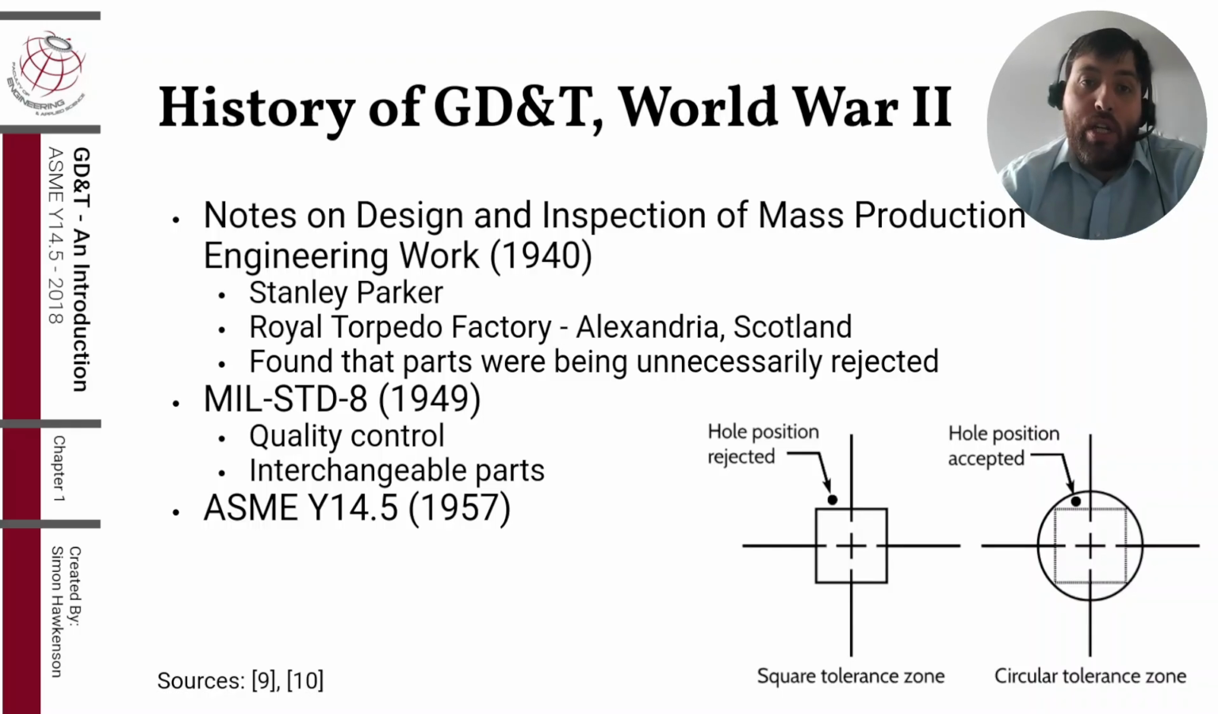So the origin of GD&T is credited to someone named Stanley Parker. Stanley Parker was a machinist working at the Royal Torpedo Factory in Alexandria, Scotland. As far as I can tell, he was the first person to have applied geometric concepts to where there weren't any previously. His first and most notable contribution was with regard to waste.